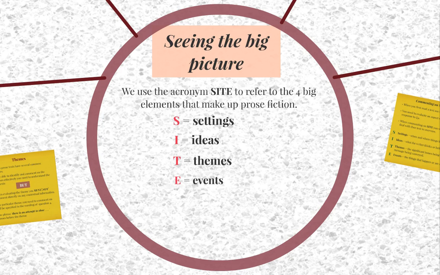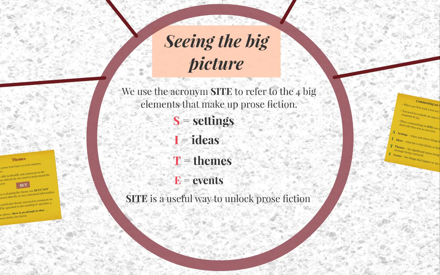The E stands for events, which at a very basic level is just what happens, what actually happens or what is described within that particular text. CITE is a really useful way to unlock prose fiction when you're first reading the extract, because it gets you looking at the text as a whole.